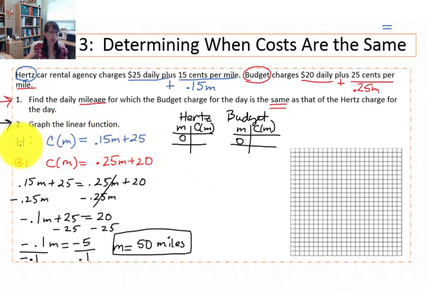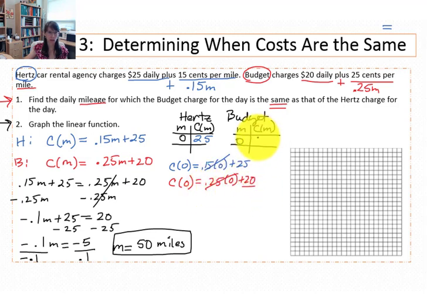So I'm going to go back to Hertz and find C of 0. So when I let the M value equal 0, you can see that first term is eliminated and 25 is the output. So we'll have the y-intercept of 0, 25. Now I'm going to do the same thing, but this time use the budget function. So I'll code that in red. 0.25 times 0 plus 20. Here again, that first term eliminates and I'm left with 20. So 0, 20 is the y-intercept for budget.